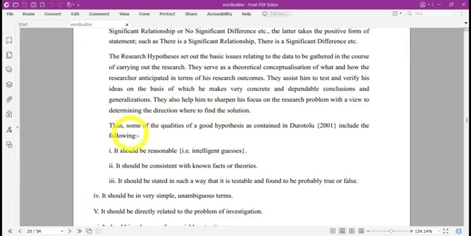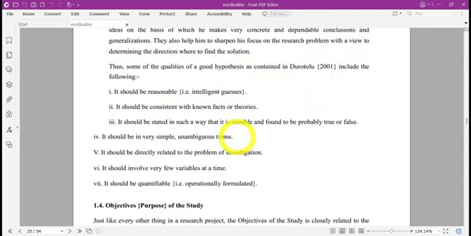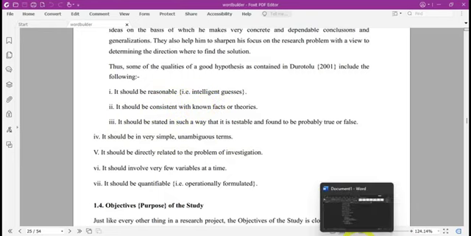Alright, thus some of these qualities of a good hypothesis, as contained in Duro Tolu 2001, include the following. Qualities of a good hypothesis. It should be reasonable. That is, intelligent guesses.